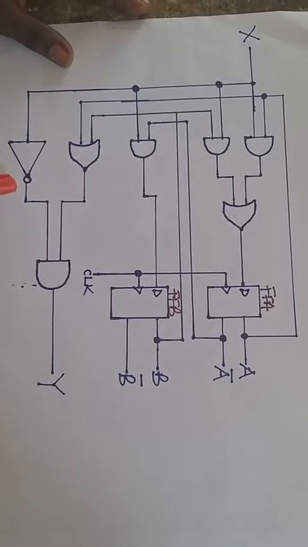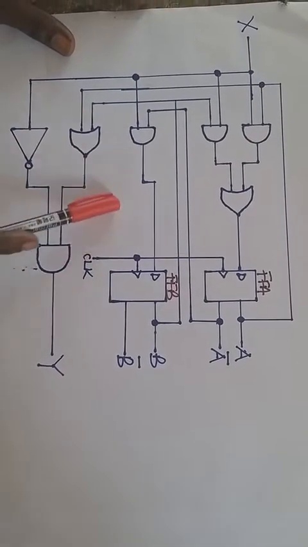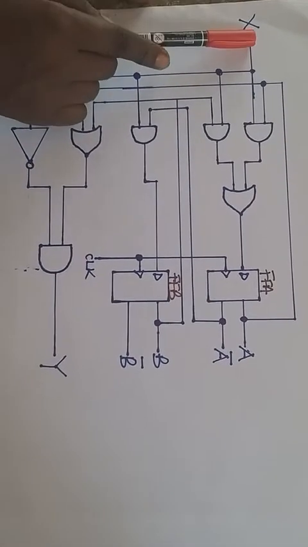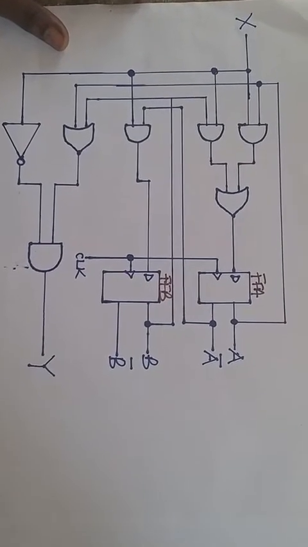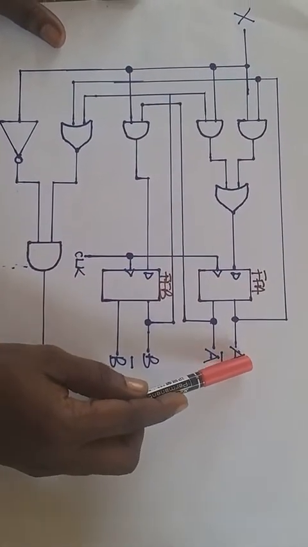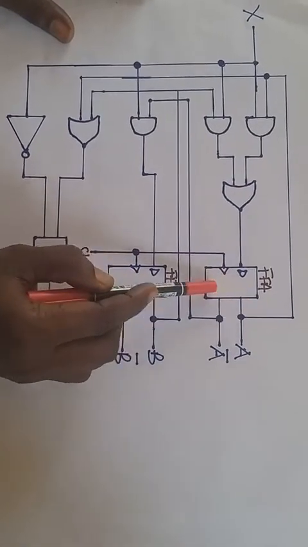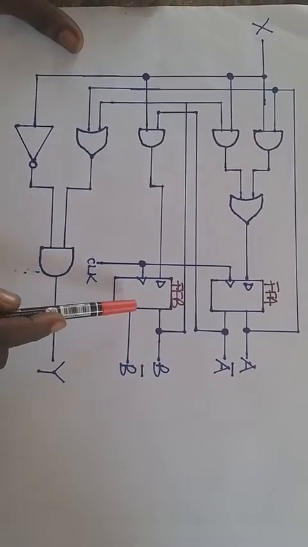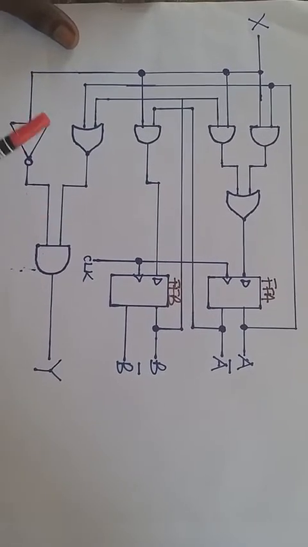And then we have our output Y, which is given by the combinational circuit. We have X as our input to the circuit. The output of the flip-flop D is given as A and then A bar. Don't be confused. It could be Q and Q bar, but we've been given A and A bar. And then for flip-flop B, it is B and then B bar.